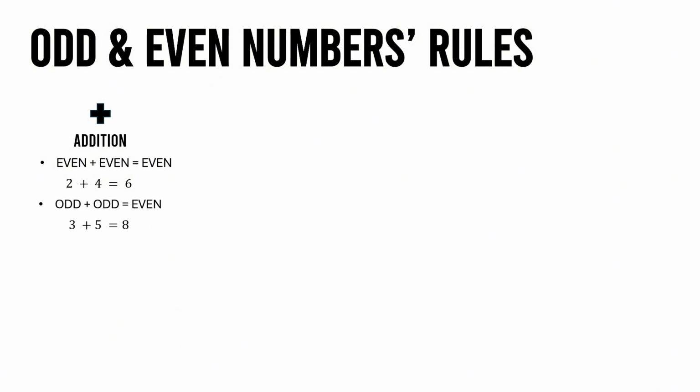If we sum together two odd numbers, we get an even number. 3 plus 5, which are both odd numbers, equals 8, which is even. If we sum an even and an odd number, we get an odd number. 2 is even, plus 3, which is odd. 2 plus 3 equals 5, which is an odd number.